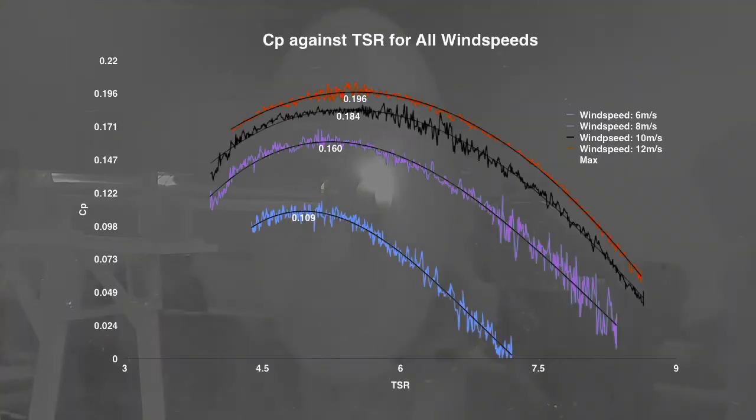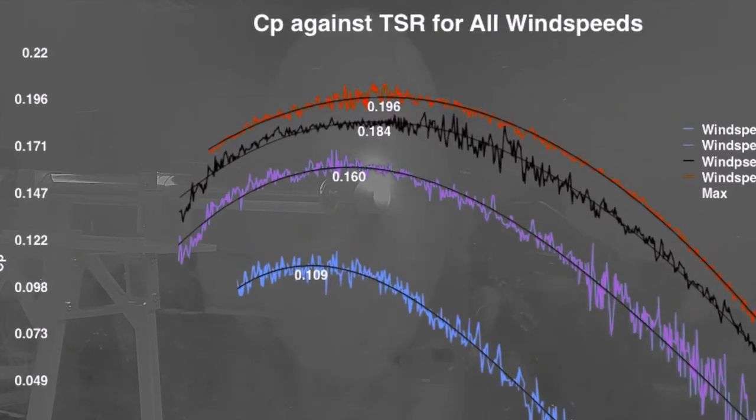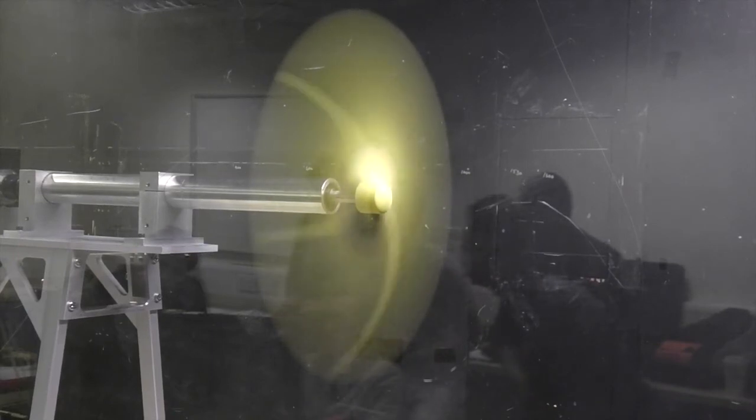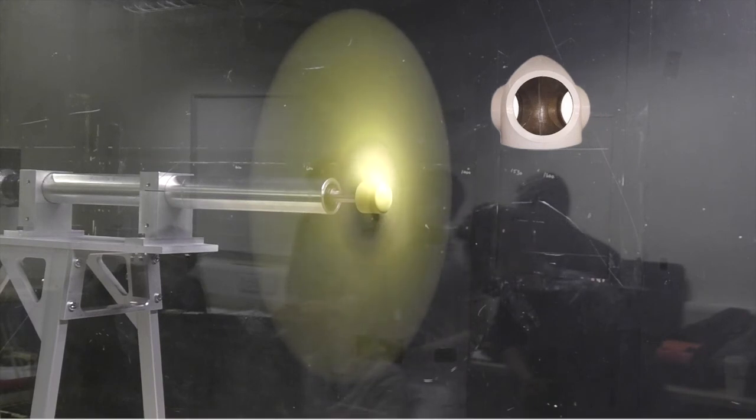Here you can see a plot of the coefficient of power against TSR for all testing regimes, showing a maximum CP of 0.196 occurring at a wind speed of 12 meters per second. We believe that the power coefficient could greatly be improved. Obviously, further mass reductions of the turbine would be an improvement. While the nose cone and hub are already small, further efforts and improved manufacturing methods could reduce mass further.